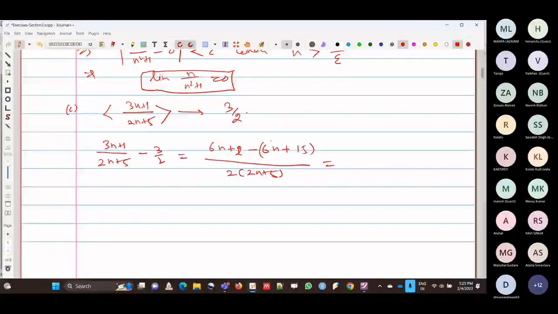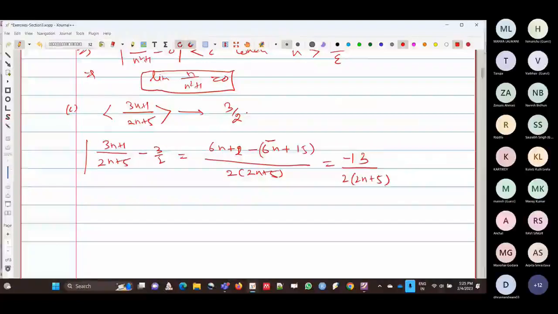So this 6n is positive, this is negative, so they become 0 together. So we have 2 minus 15, that is minus 13, divided by 2 times 2n plus 5. I guess it is okay. Yes, sir. Okay.